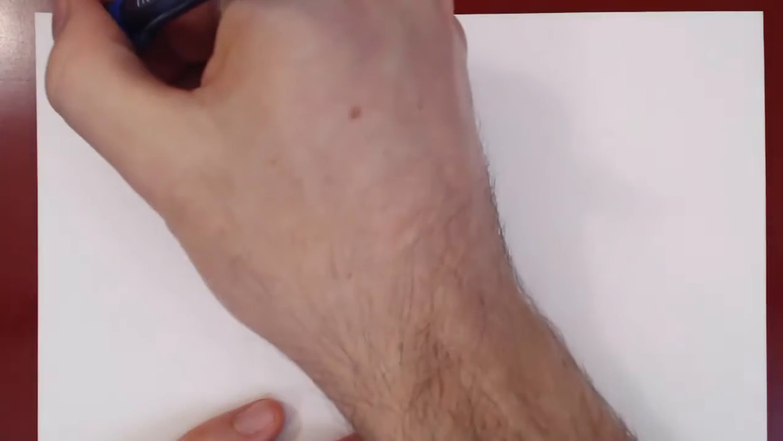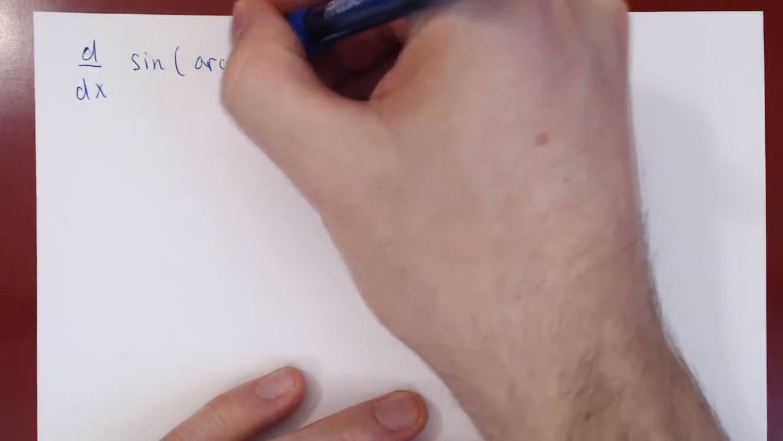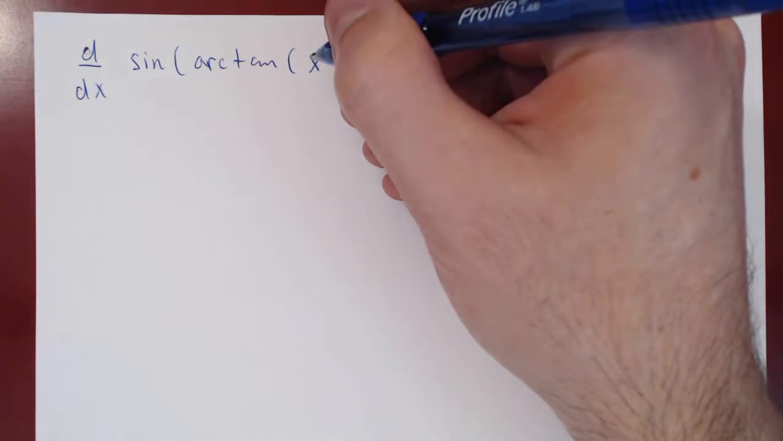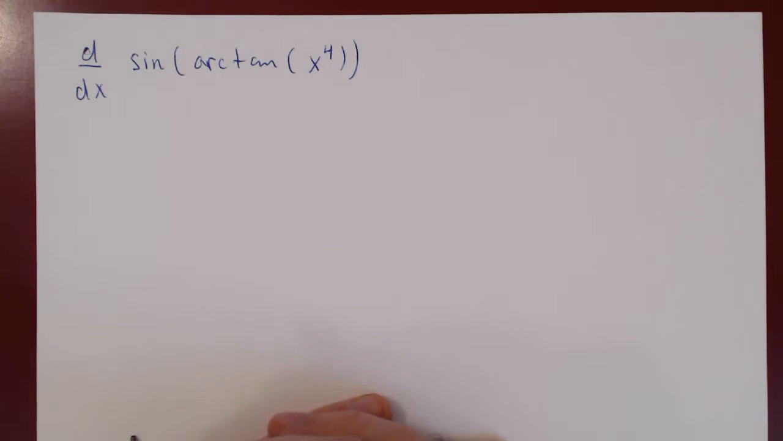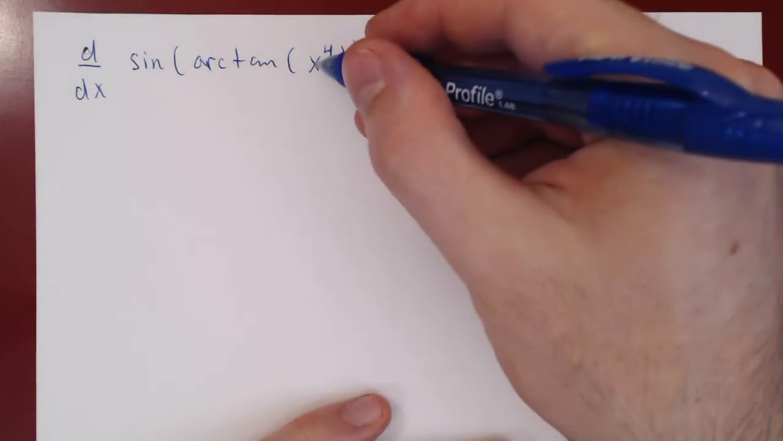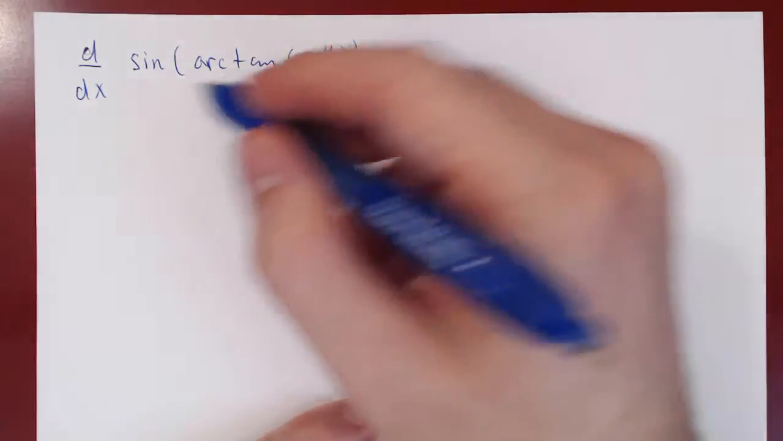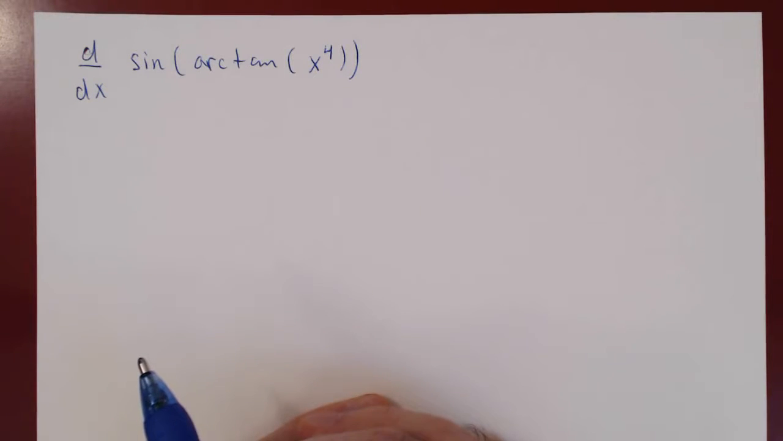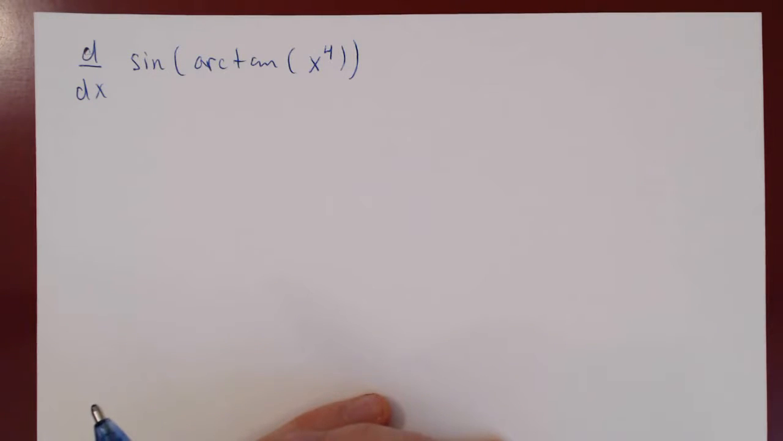Suppose we ask for the derivative of sine of arctangent of x to the 4. Once again, we have here two compositions. If I give you an x value, first take its fourth power, then take the arctangent of this value, then take the sine of this value. Let's differentiate using the chain rule, and then we will try and simplify and get rid of the trig and inverse trigonometric functions.